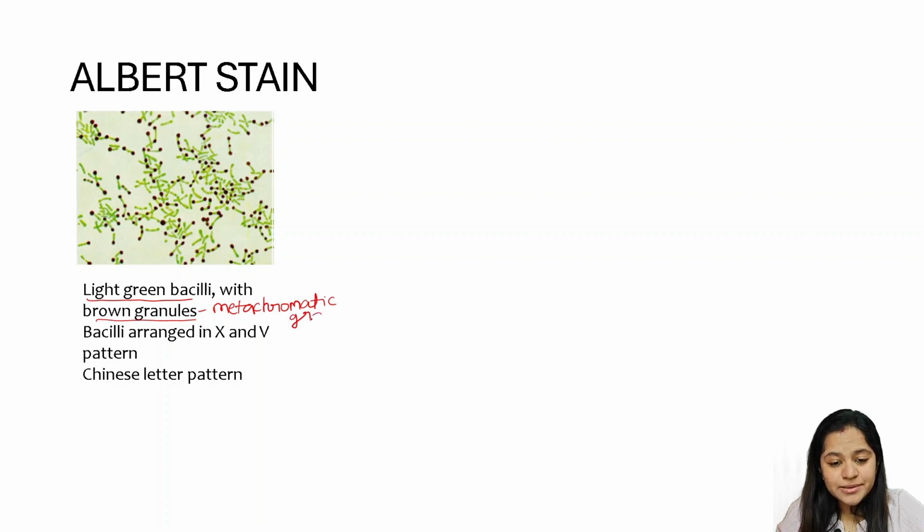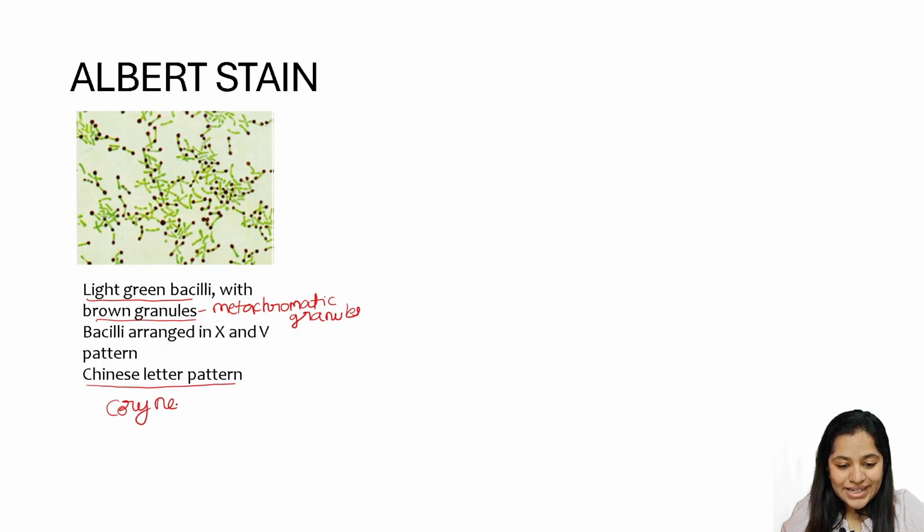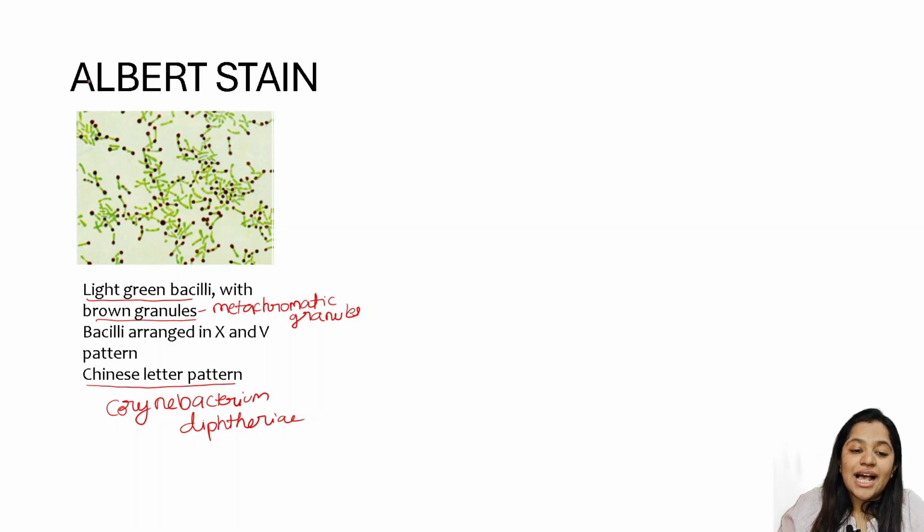Of which organism? Can you see a hint here? We have discussed in gram staining also. This organism is showing Chinese letter pattern. That is, this is for Corynebacterium diphtheriae. Clear? Now, this is a very important question and it can directly come, that in Corynebacterium diphtheriae, Albert stain is used to see what? Or if you are seeing metachromatic granules and an Albert stain is being done, it is done for which organism? Very direct questions can come from here.